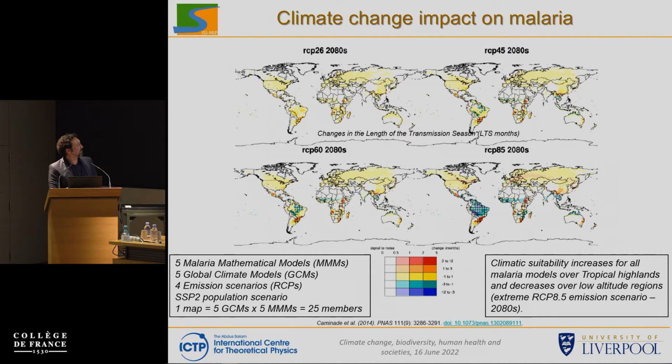So there's different ensemble techniques. We use different mathematical models for malaria, different climate models, different emission scenarios. And one map here synthesized 25 members in different colors.